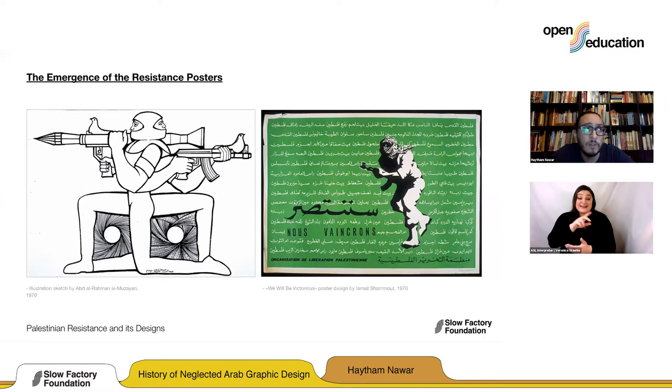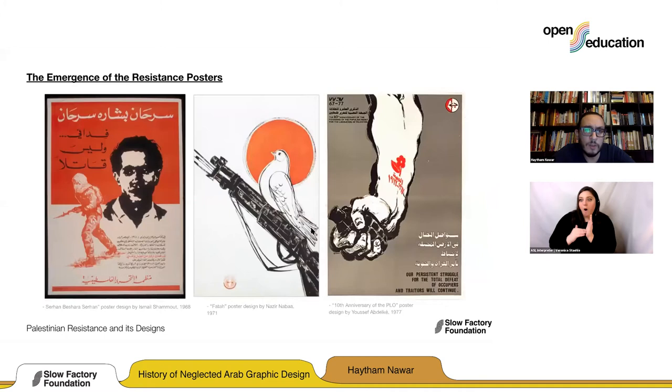He was one of the early designers that actually contributed to the Palestinian cause. And you can see here, Sarhan Bishar from Lift is poster designed by Ismail Shamut as well, who is one of the important figures from the Palestinian Liberation Organization, as well the one in the middle by Nazir Nab'a, Syrian artist and designer for the movement Fatah and political party as well. And you can see again the dove and the gun and the sun in the background.